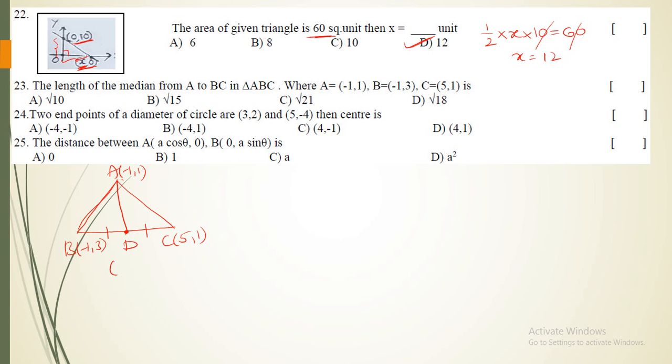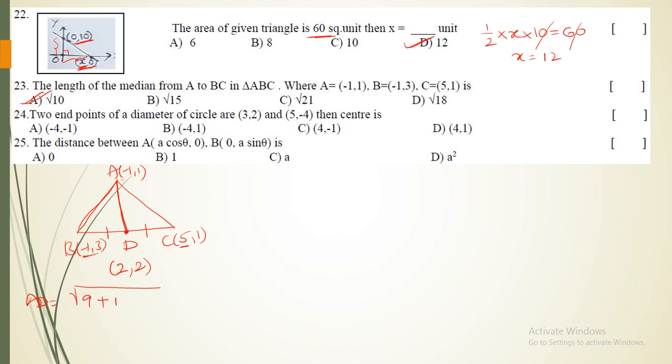So from this clearly, D is nothing but the midpoint of these 2 points. So 5 minus 1 is 4, 4 by 2 is 2, 3 plus 1 is 4, 4 by 2 is 2. I need to find this length of median. So length of median is nothing but, by applying the distance formula we are going to get it. So AD is equal to, 2 minus of minus 1, so 2 plus 1, 3 square is 9, plus 2 minus 1 is 1. So the answer is root 10.